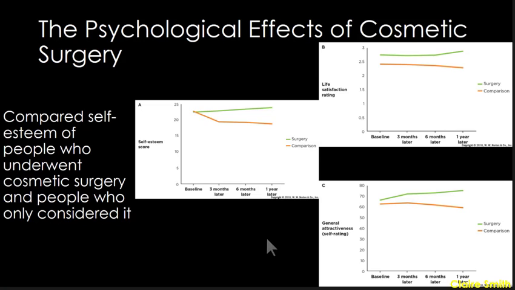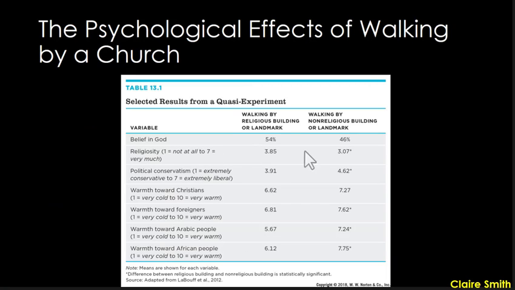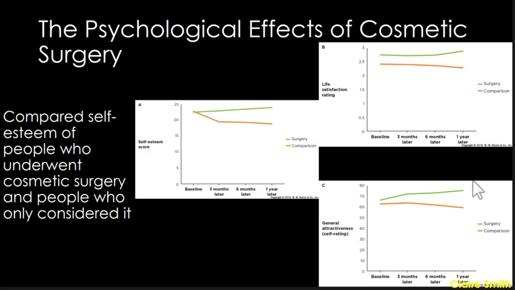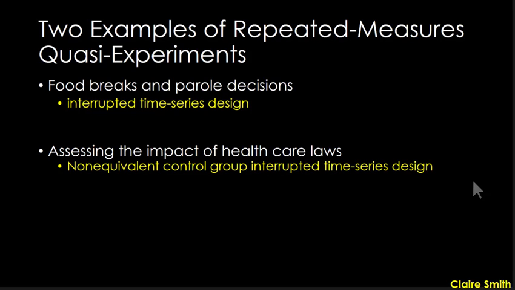So this is a pre-test, post-test. I didn't mention it in the previous one. This would just be a post-test design because people walked by whatever building it was, and then they were asked about these things, right? They weren't asked about their belief in God and the warmth towards other people before they walked by the building. So this would be a post-test only design. Okay, so those are both examples of independent groups, right, where different people were making up both of the groups.